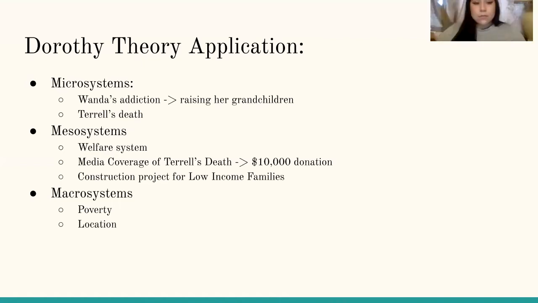And the welfare system has been a major support for Dorothy and her family. Dorothy did not want to remain in the projects, and she wasn't always happy to be on welfare, but it was definitely something that benefited and helped their family. Along with welfare, the construction project for low-income families assisted Dorothy and her family to move out of the projects and into a safer environment for her family. And along with everybody else listed, she has poverty and location as her macro systems. Due to these things, her other mesosystems and microsystems have been affected.